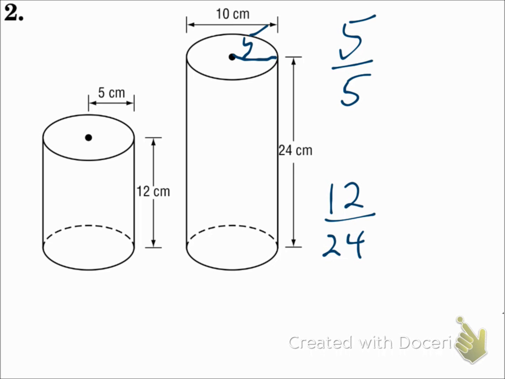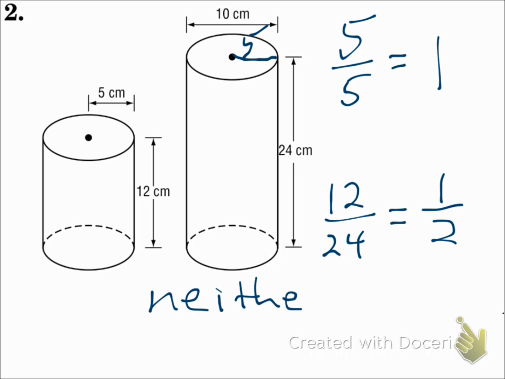If those reduce to the same thing, they're similar. 5/5 is 1. 12/24 is 1/2. Those are not proportional, so they are not similar. They are neither. If the corresponding parts are not proportional, it is neither.